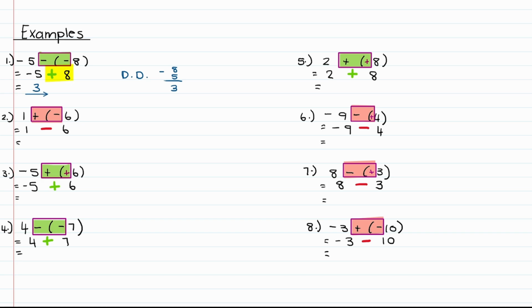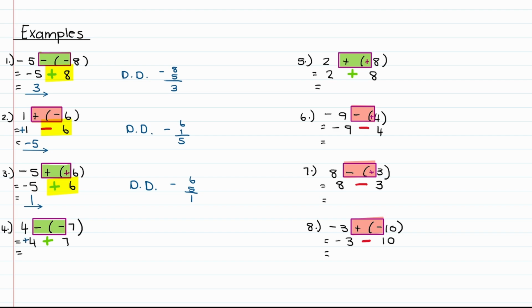For question 2, my signs are different, so I find the difference. I find the difference of 6 and 1. 6 minus 1 gives me 5, and the 6 is further from 0, and it's negative, so my answer is negative 5. For number 3, my signs are different, so I find the difference. I find the difference of 6 and 5. 6 minus 5 gives me 1. The 6 is further from the 0, and it's positive, so my answer is positive 1.